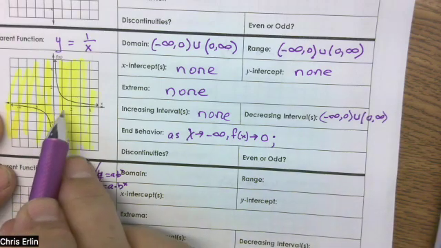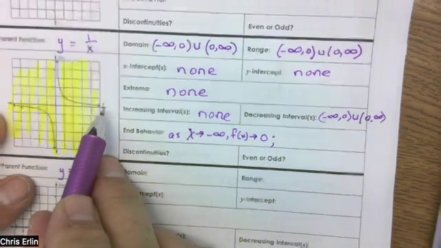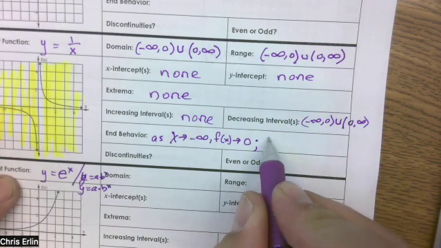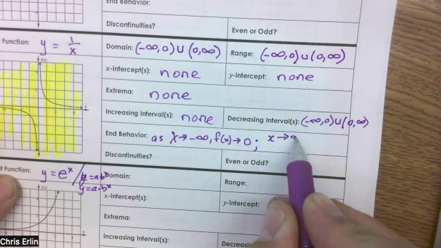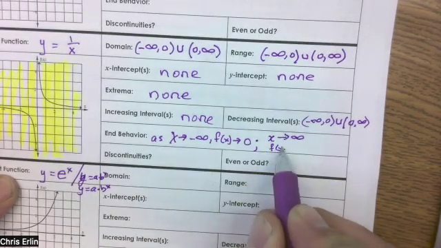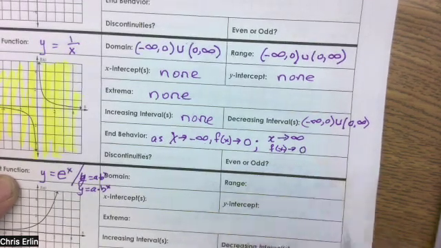And how would we express it for the right-hand side? We're still doing x. As x approaches infinity, f of x approaches zero.